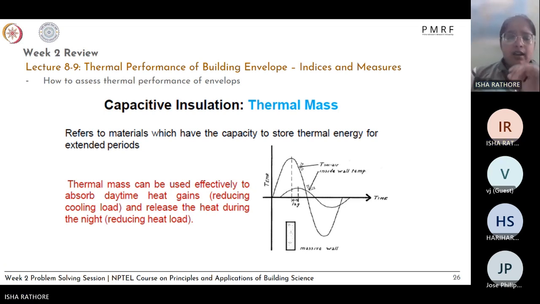So in winters also, when you use thermal mass, you do not need to spend extravagantly on radiators and heating devices. Your thermal mass itself acts as a heat source for you during winters, whereas in summer it does not allow heat to come in. So that is thermal mass.